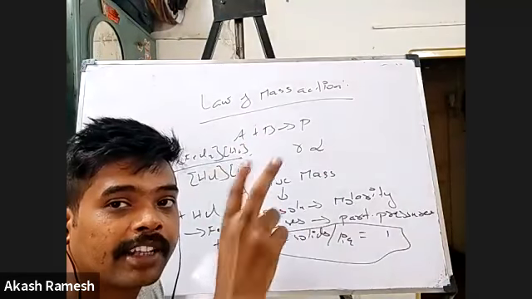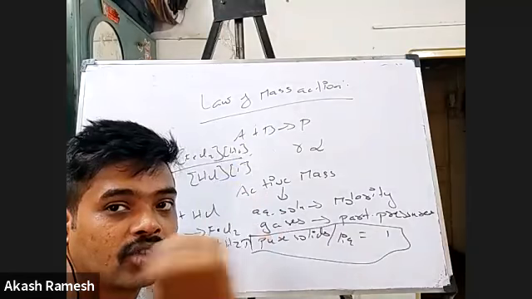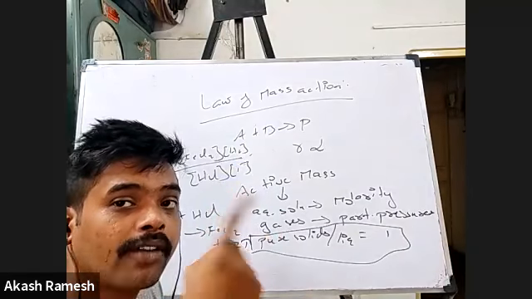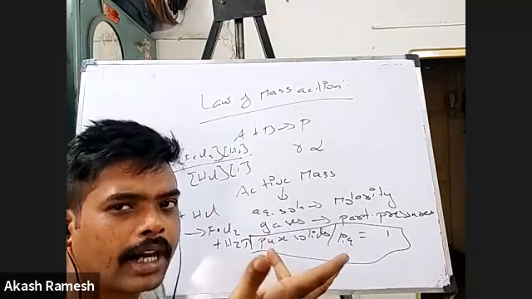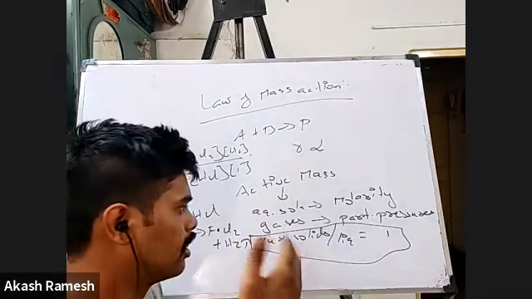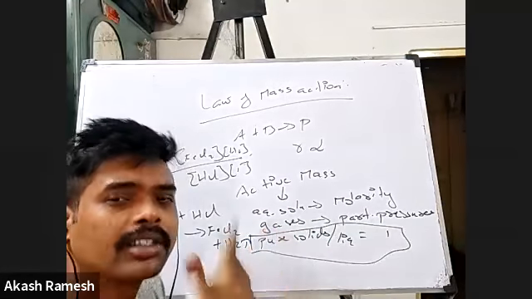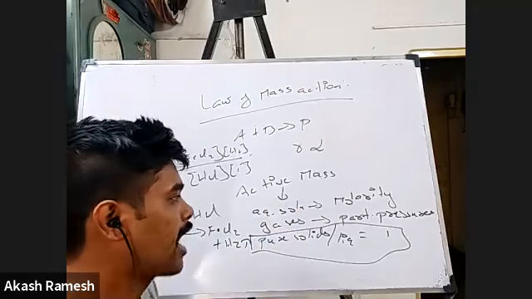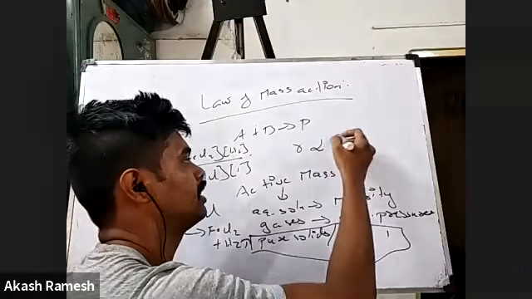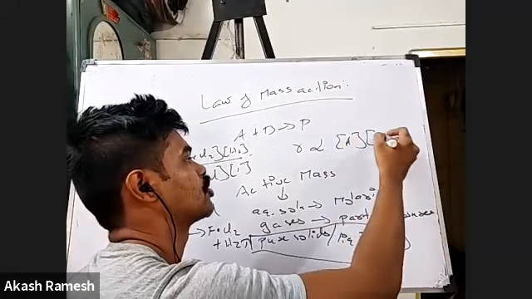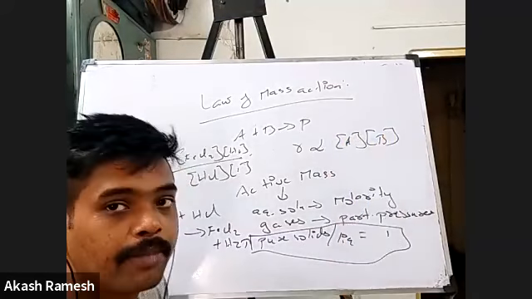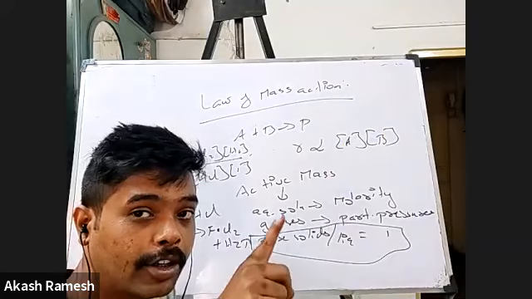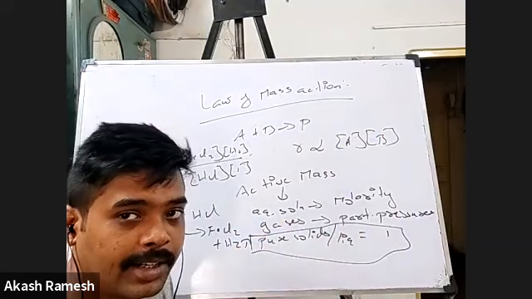So I have to take the product of these two reactants. I have to take the product of active masses. And again, the active mass will depend on the phase of the reaction. So assuming that these are aqueous solutions, I'll be able to write this as concentration of A into concentration of B, because they say it is the product of active masses of reactants, right?